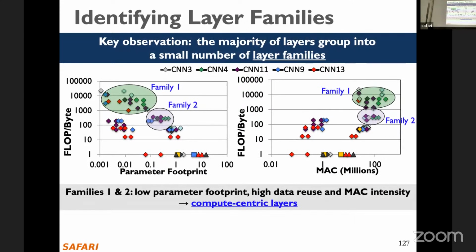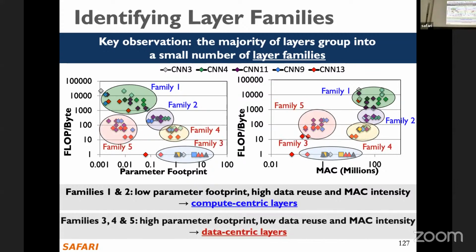And the first observation that we make is that the layers tend to cluster into two main families. The first family of layers are the compute-centric layers. Those layers do a lot of multiply and accumulate operations and have really high reuse of data, while the other family is more data-centric.